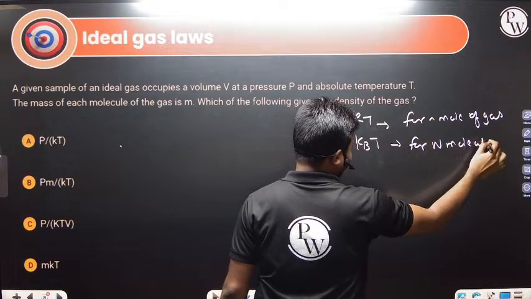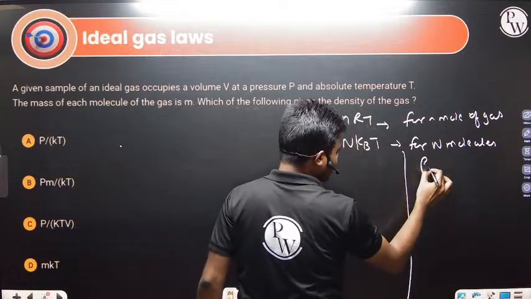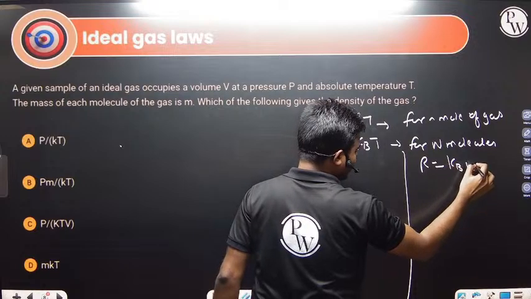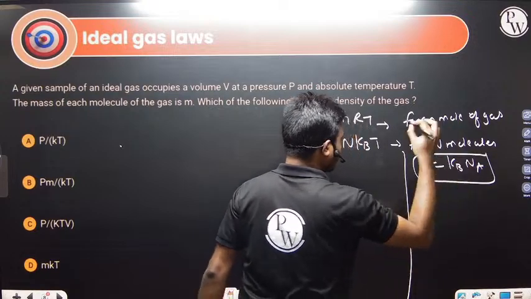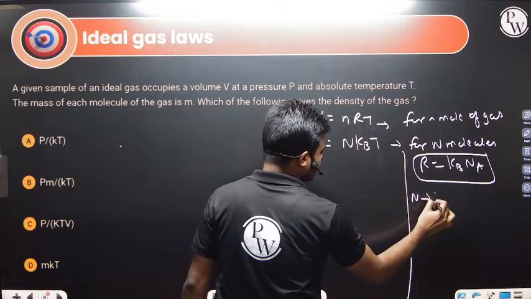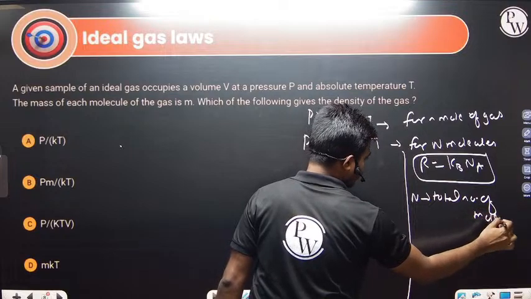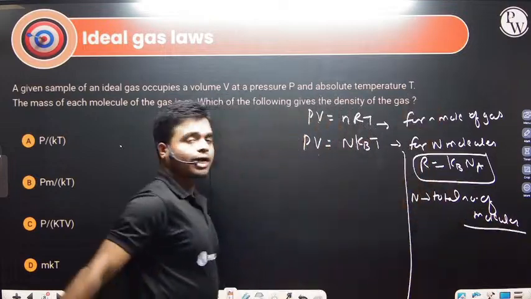When we write in terms of molecules, how do we get this? We have the relation: R is given as kB multiplied by NA. What is N here? N is the total number of molecules.